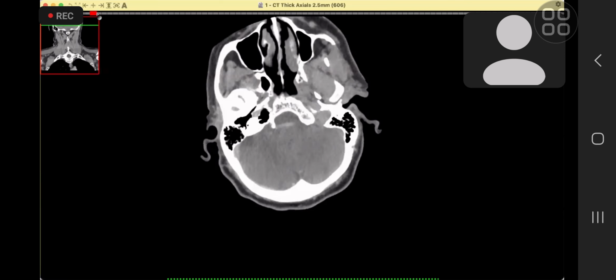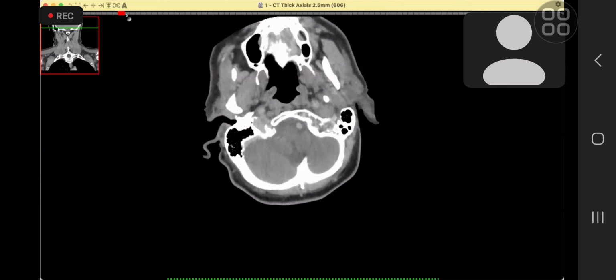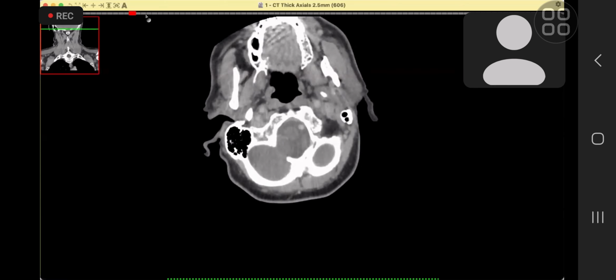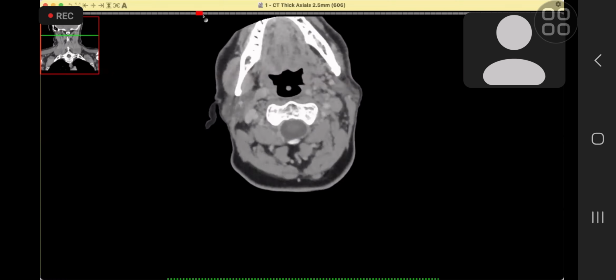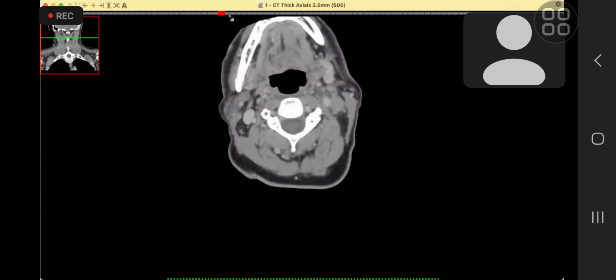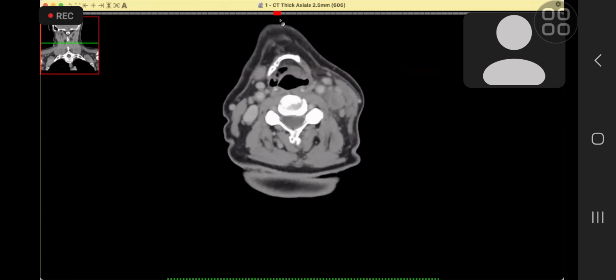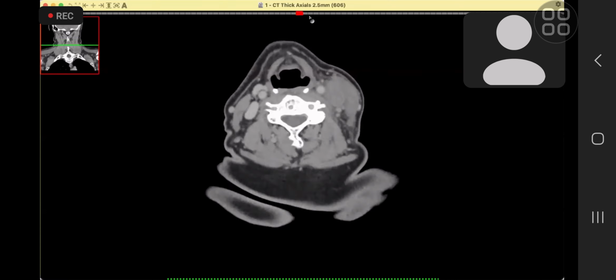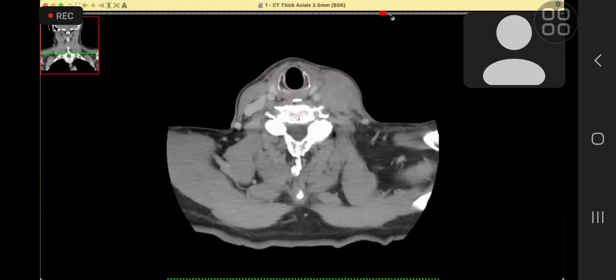The masticator and infratemporal spaces appear clear. Bilateral pterygoid muscles are obscured due to metallic artifacts. Apart from that, the contralateral neck appears clear.